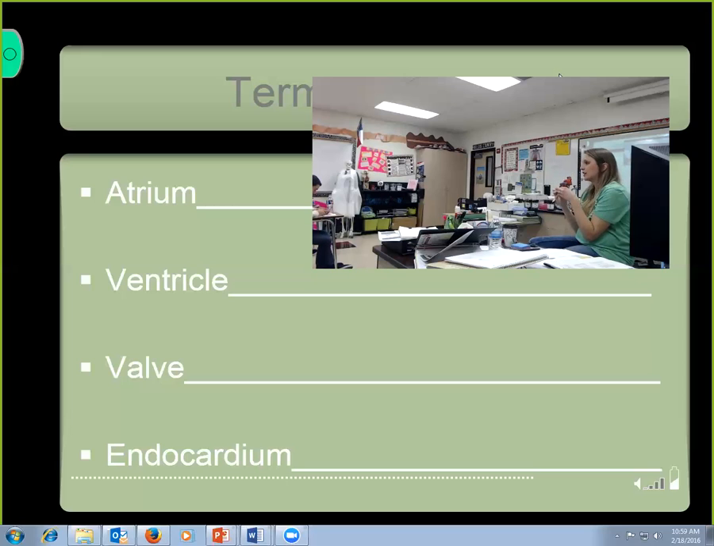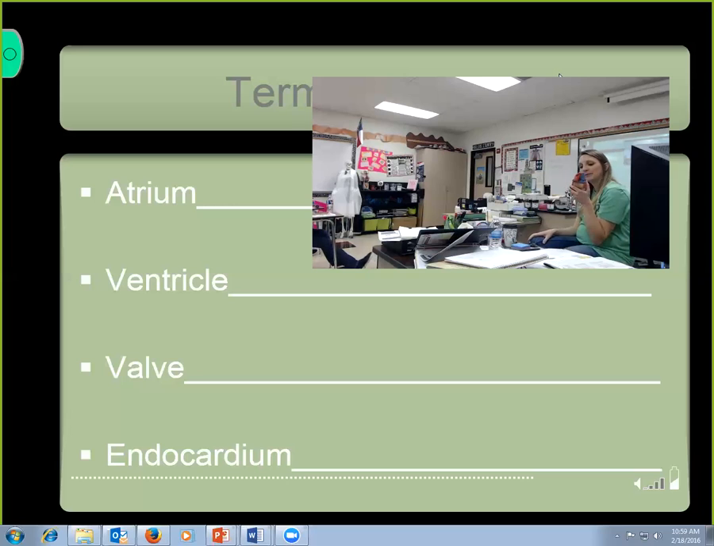So the ones that have the strings on them. There's 4 valves total. These are the AV valves. So you have a right AV valve and a left AV valve. One of mine got ripped off. Yeah, that's possible. What are the little white things? Yours are like, mine are broken.